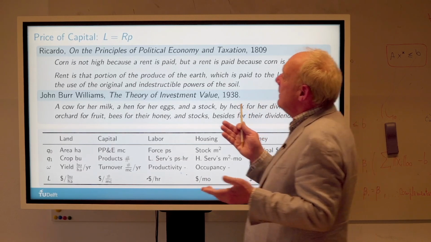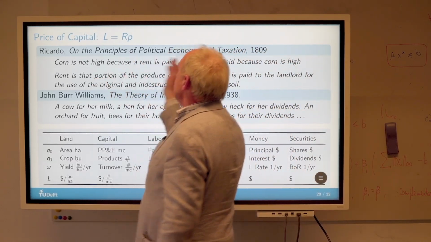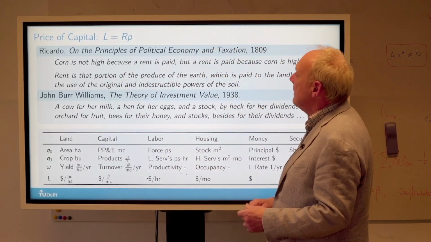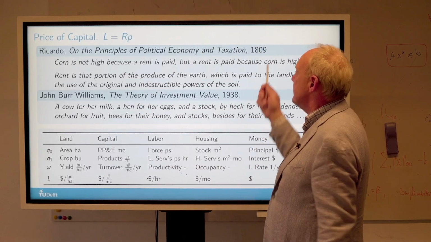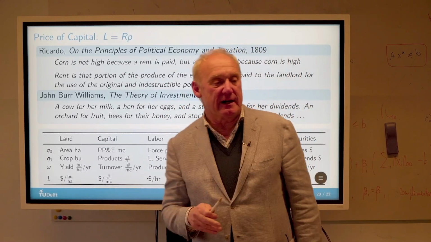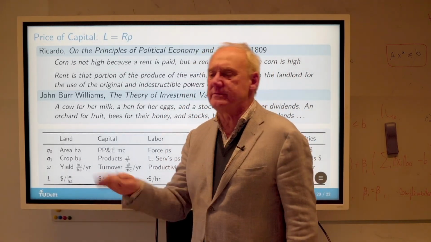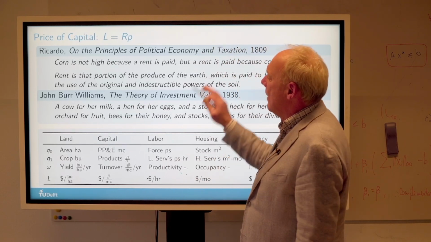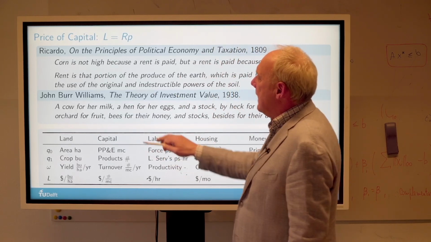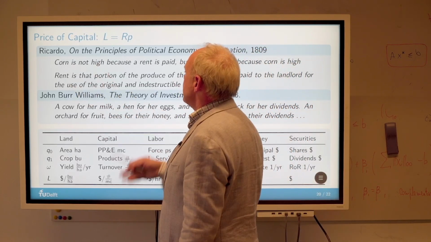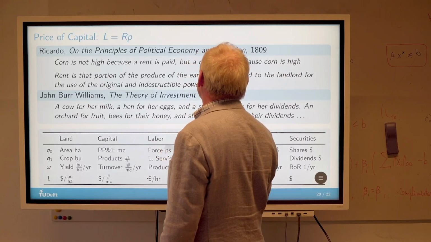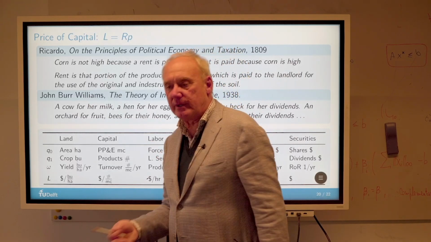So this is what Ricardo says. He writes this down in a book, The Principles of Political Economy and Taxation. Everybody's interested in how to tax you, right? And how to tax the land, right? So he came up with this idea: corn is not high because rent is paid, but rent is paid because corn is high.